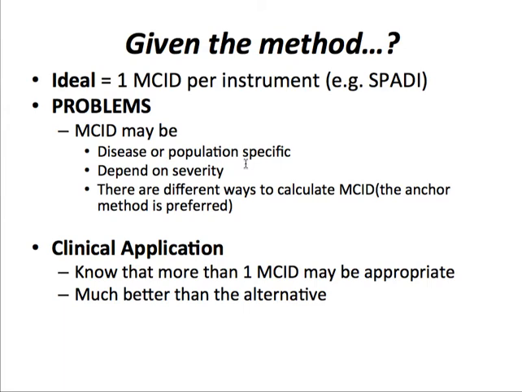The last thing is that there's different ways of calculating an MCID. The anchor method, though, is the preferred way. But in terms of clinical application, even though there's some ambiguity in terms of an exact MCID value, having an estimate of an MCID is clinically useful to us, because otherwise we have no marker of what might be an important difference for a patient. And so it's much better than the alternative of not using one at all.